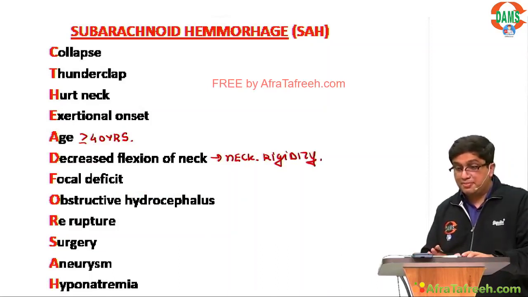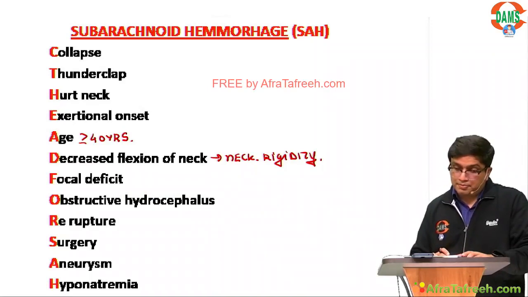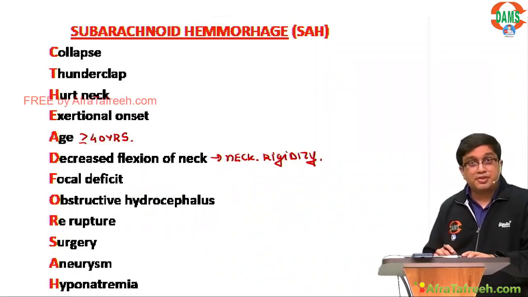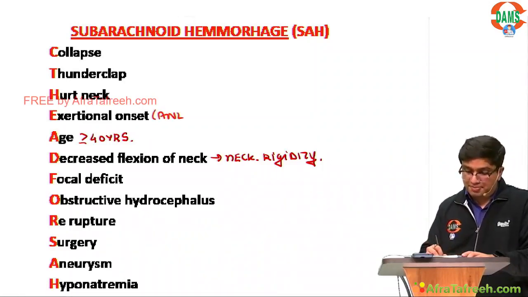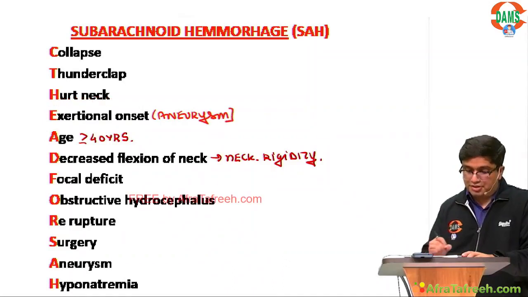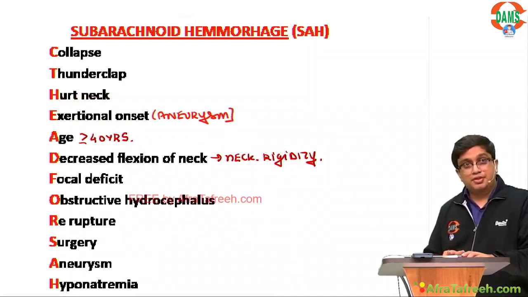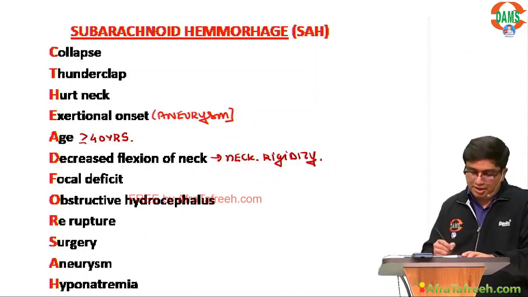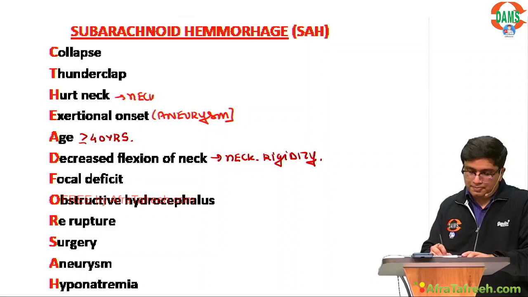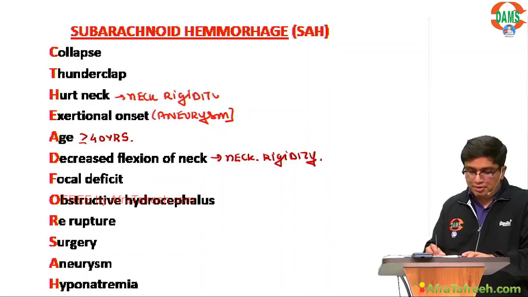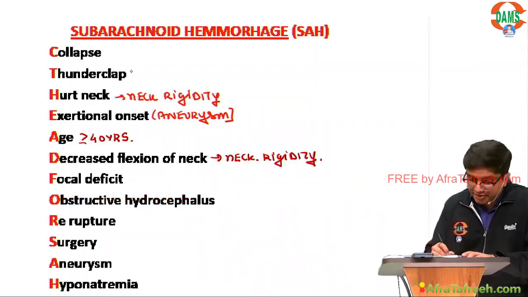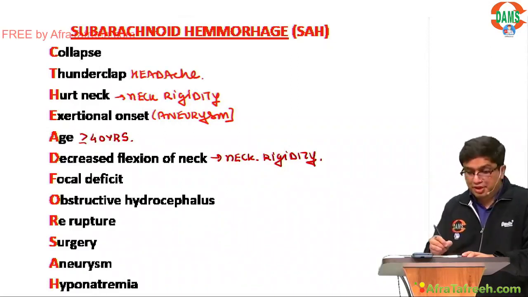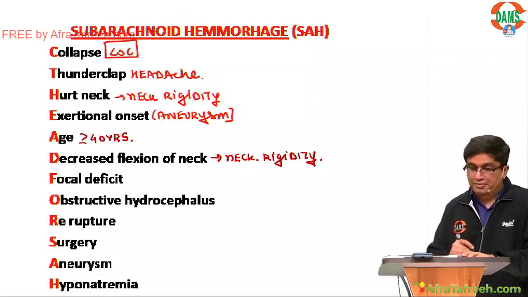And whenever the hemorrhage happens in them, they always have an exertional onset because the aneurysmal SAH that happens over there is due to some kind of exertion. Okay. They seem to have hurt the neck region. That actually equates to neck rigidity. If your neck is hurt, obviously you'll not move it so comfortably, neck rigidity will be seen. In these patients, we'll always have a thunderclap headache, the worst headache of life. They will generally collapse in a form of loss of consciousness when it happens.